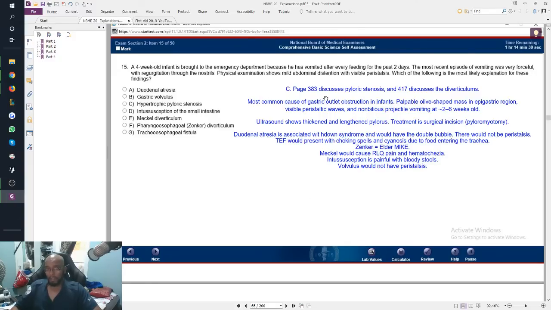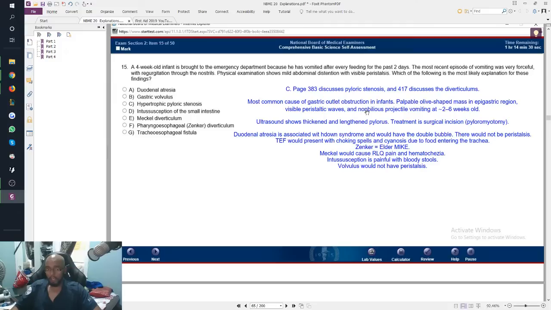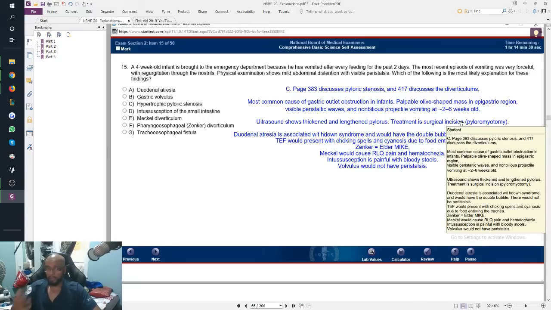Most common cause of gastric outlet obstruction in infants, you get a palpable olive-shaped mass in the epigastric region. You will have visible peristaltic waves and non-bilious projectile vomiting at 2 to 6 weeks old, right? And they told you that the vomit was very forceful. That's projectile vomiting. They can't say projectile vomiting because that would be a giveaway. If you do an ultrasound, you'll see a thickened and lengthened pylorus, and the treatment is just to do a pyloromyotomy. You cut it and make it a little more open.